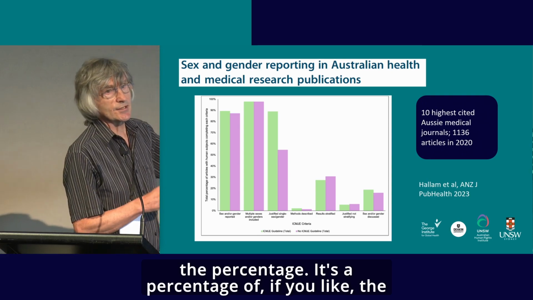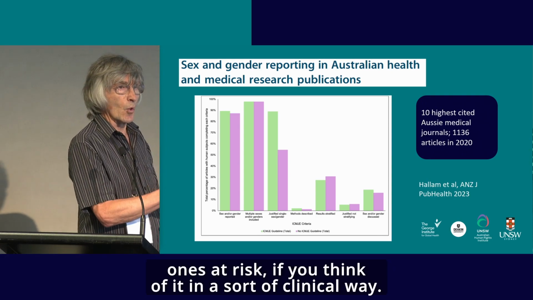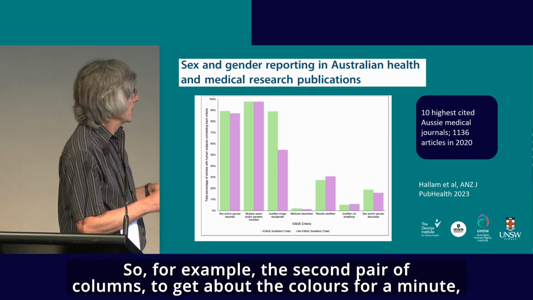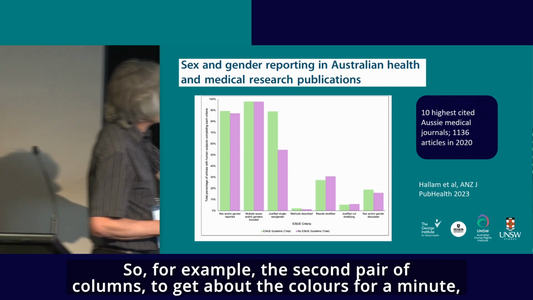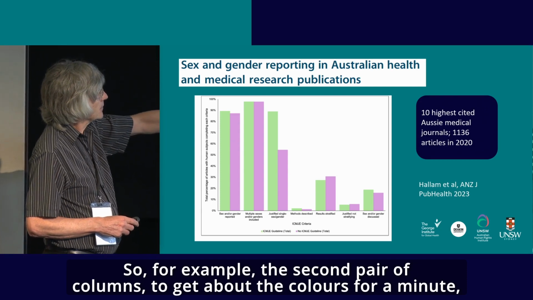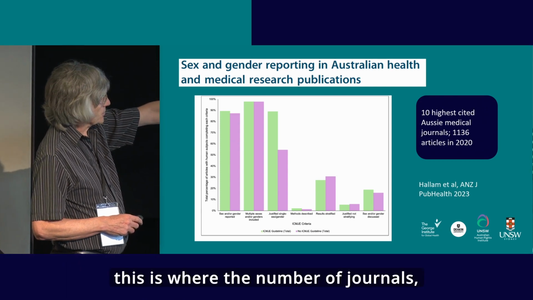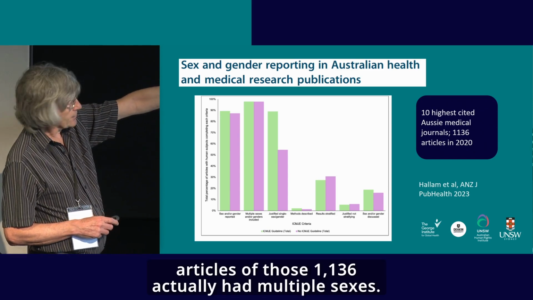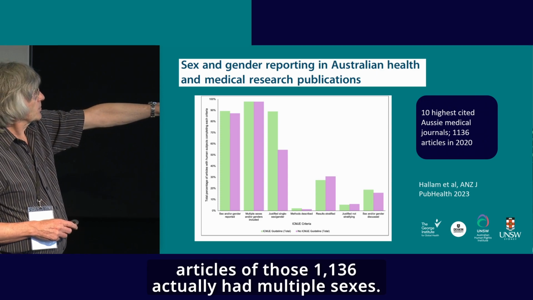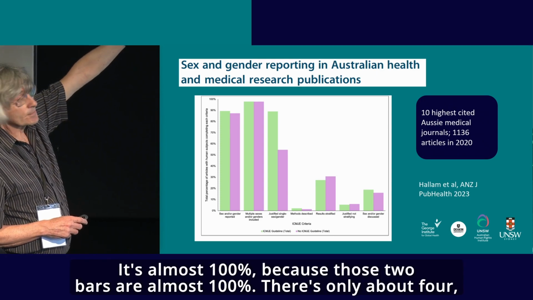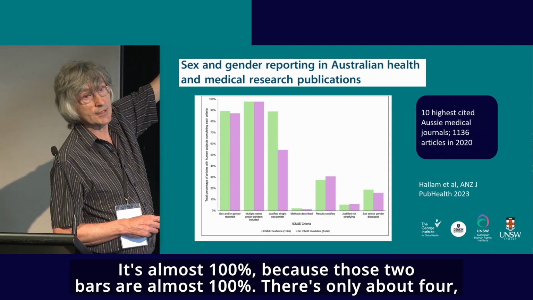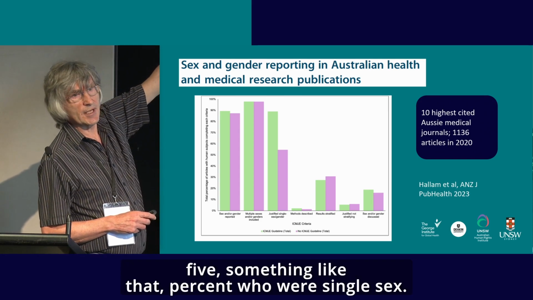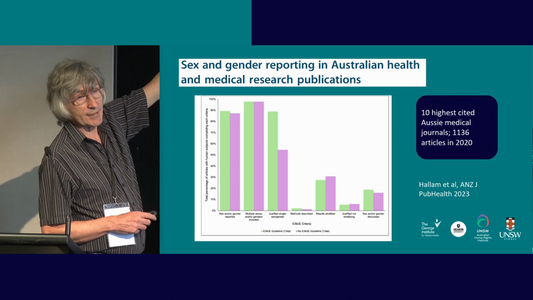It's a percentage of, if you like, the ones at risk, if you think of it in a sort of clinical way. So, for example, the second pair of columns, forget about the colours for a minute, this is where the number of journal articles of those 1136 actually had multiple sexes. So it's almost 100%, because those two bars are almost 100%. There's only about 4, 5, something like that percent who were single sex.